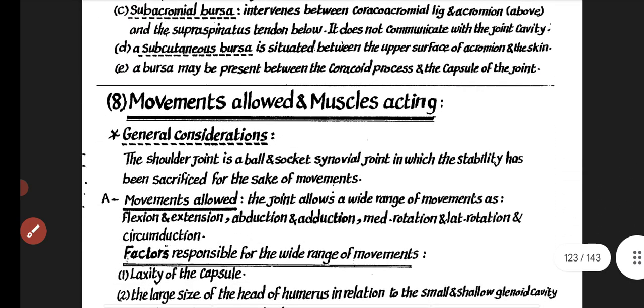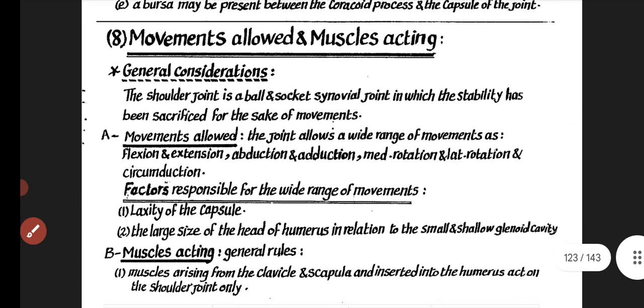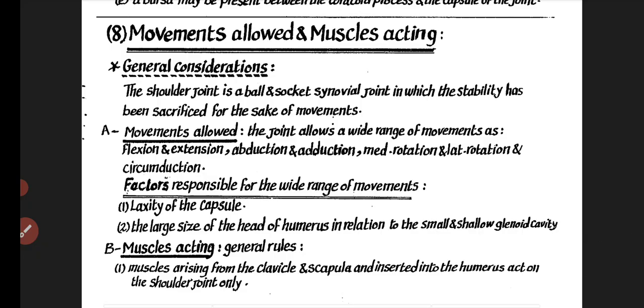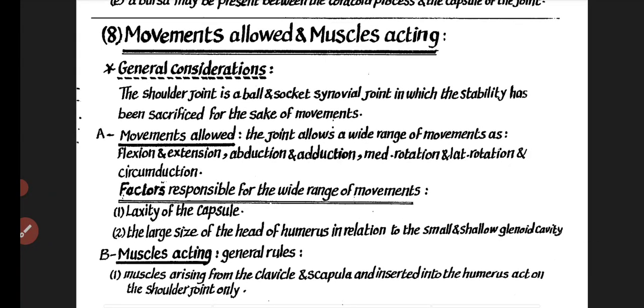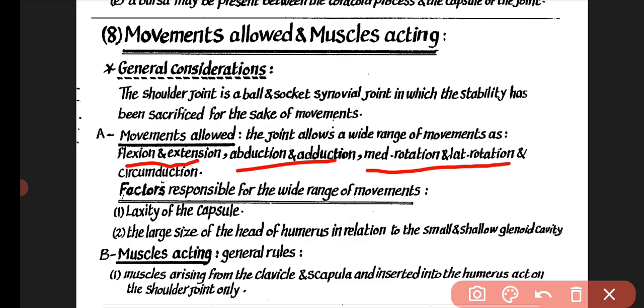Now, the most important part of the shoulder joint is the movements of the shoulder joint and the muscles acting or helping the movements. The movements allowed at the shoulder joint are three-dimensional: flexion, extension, abduction, adduction, medial rotation, lateral rotation, and circumduction. Okay, the muscles acting.